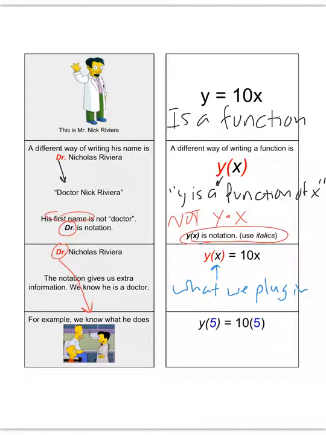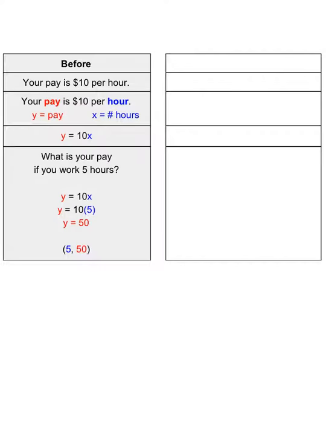And what we're plugging in is a number. So instead of x, it becomes a number. And that's what function notation does, it shows you what you're going to plug in, just like the DR tells you more information about the person. So before, you would have a function, and in this case it's $10 per hour, and then you would plug in 5 hours for x. And you'd find y, and you write an ordered pair.